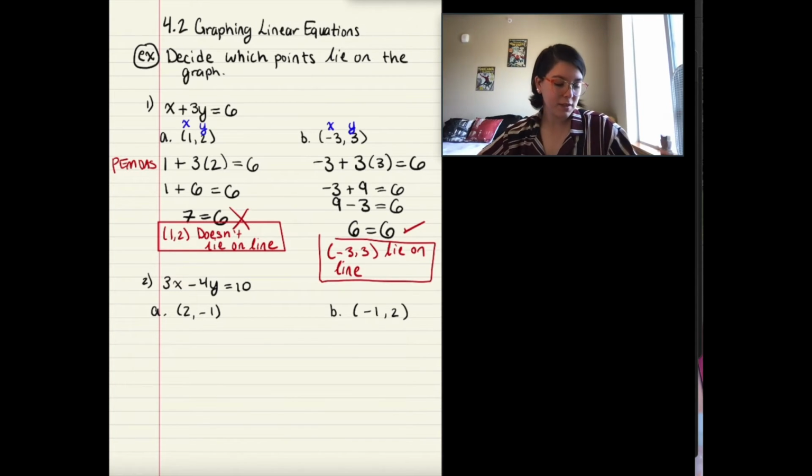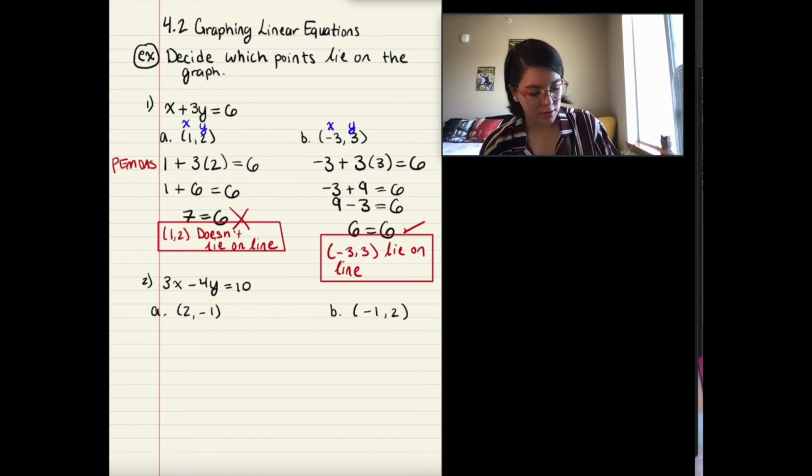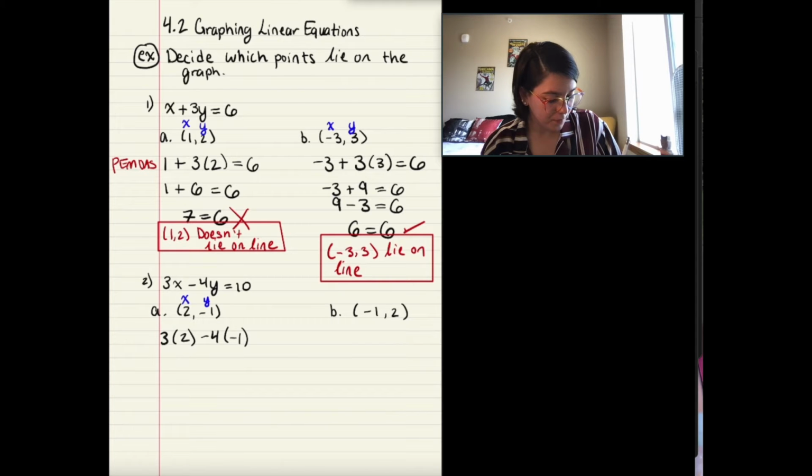All right, see if you can do this next example on your own. Number 2 asks us if the points 2, negative 1, and negative 1, 2 lie on the line 3x minus 4y equals 10. So again, remember this is x, this is y. So anywhere there's an x, we'll plug in 2. Anywhere there's a y, we'll plug in negative 1. So we have 3 times 2 minus 4 times negative 1 is equal to 10.